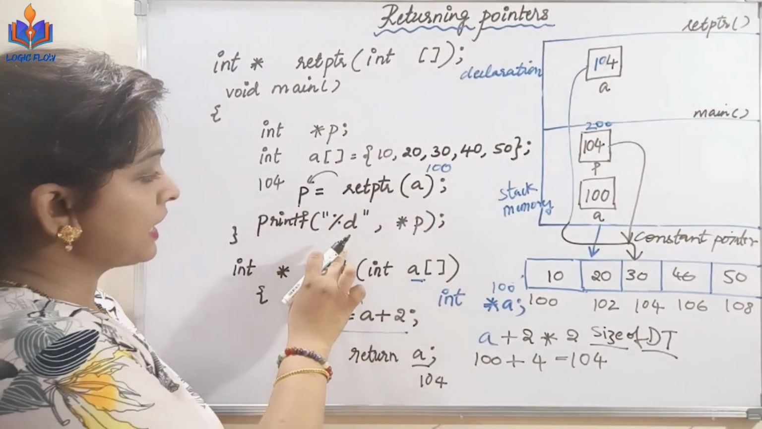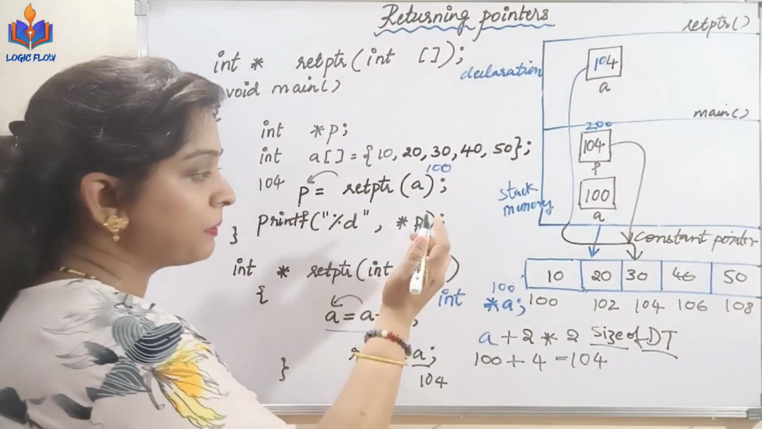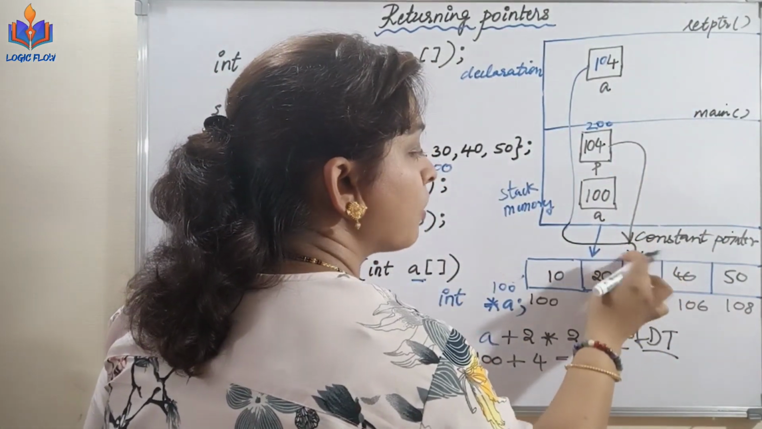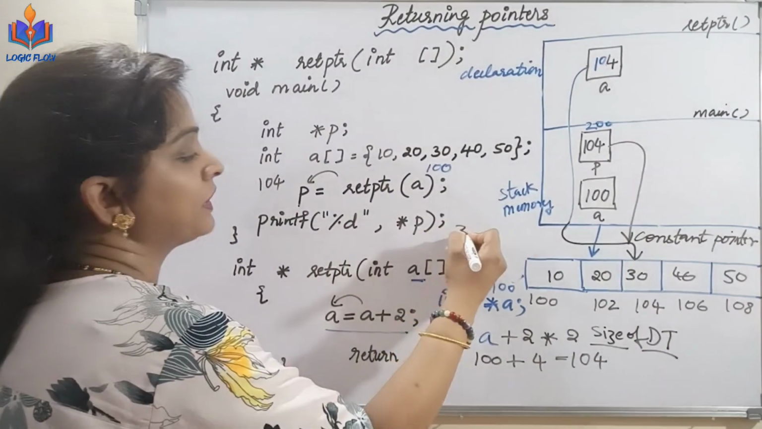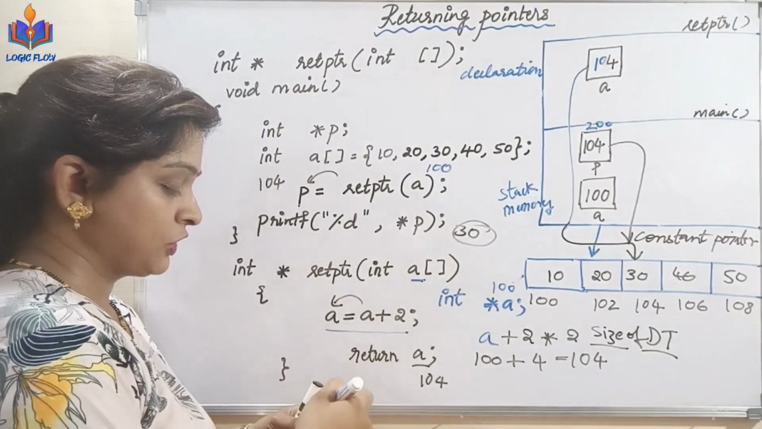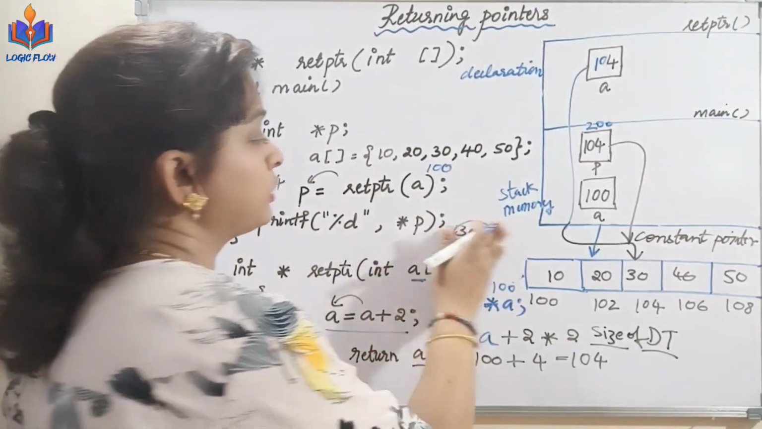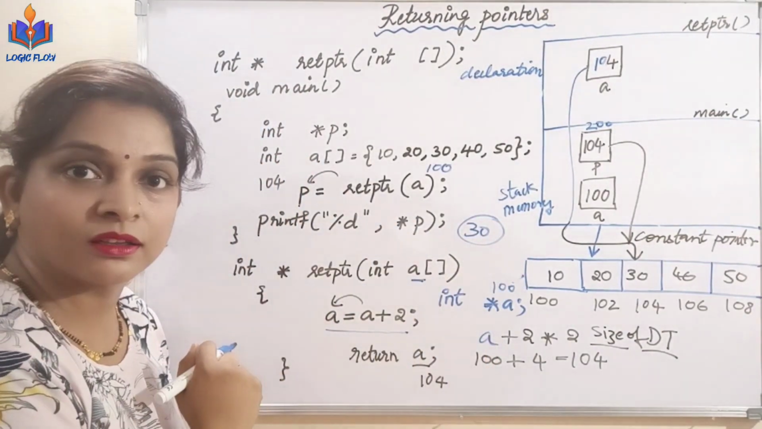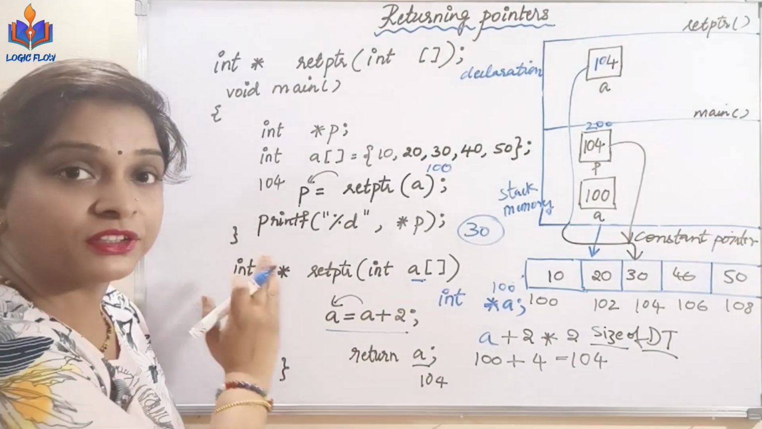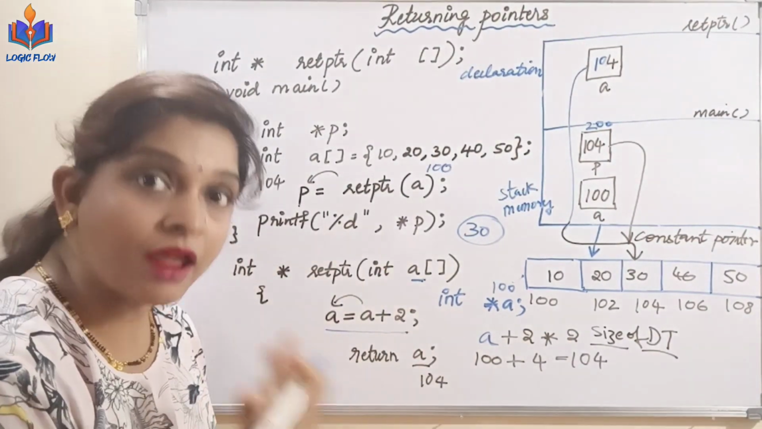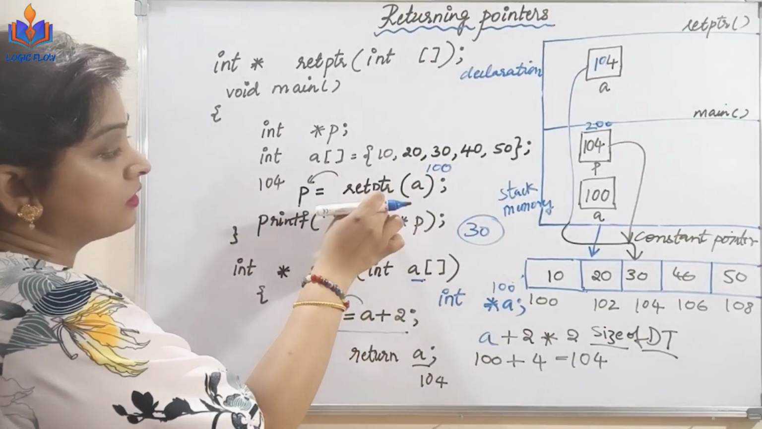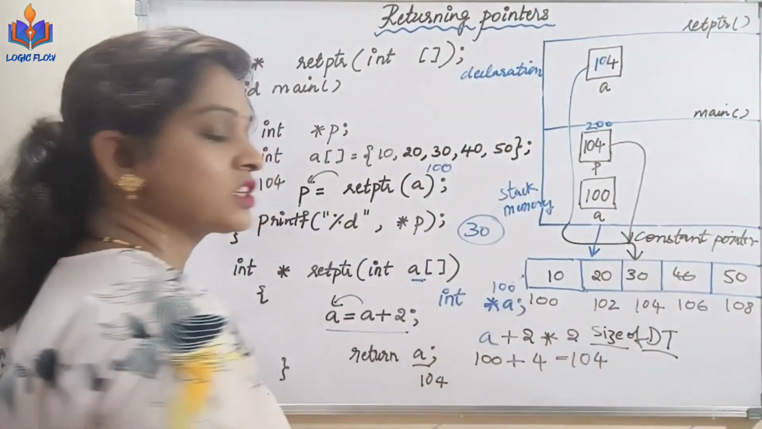Now when I say print an integer asterisk P, that is value at the location P, P is pointing to 104. What is the value at 104? It is going to print 30. So here the answer that I am going to get is 30. See how I returned a pointer. Returning a pointer in the sense returning the address. Now when I return here, I can point to that location and access the value.